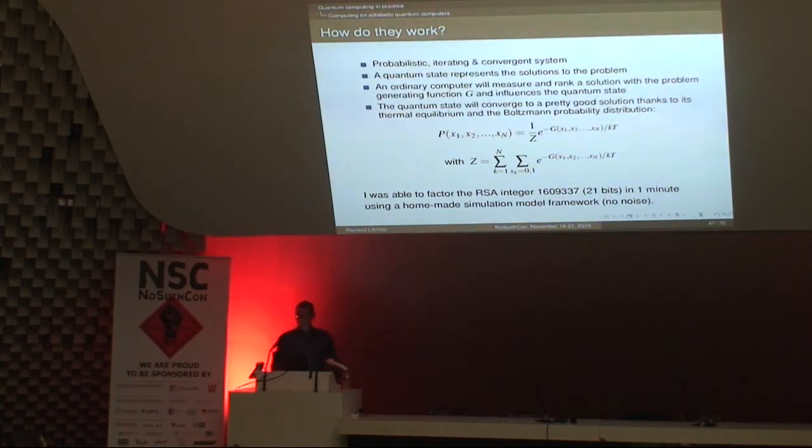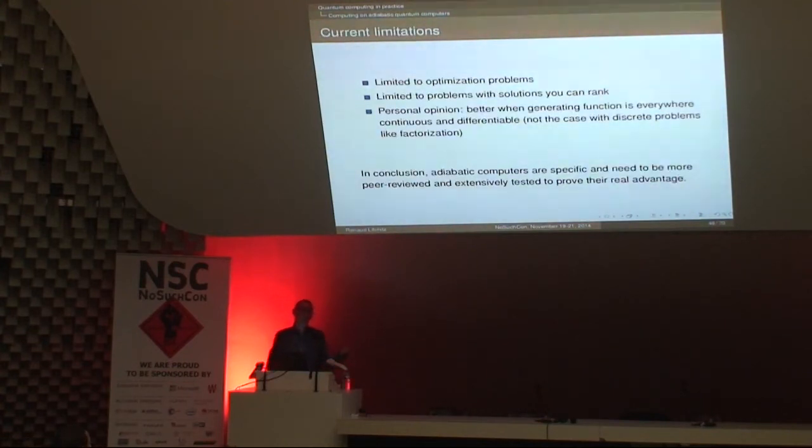Formulas are here. And I was able to simulate this kind of computer because I didn't have access. They have closed all the access. But I was able to make my own framework using these rules and to factor an RSA number that is more than 1 million, so this is 21 bits, more than the current record, in 1 minute. So that's not a very big number, but it's better than what we can do at the moment. There is no noise in simulation, so that's why I can go further.